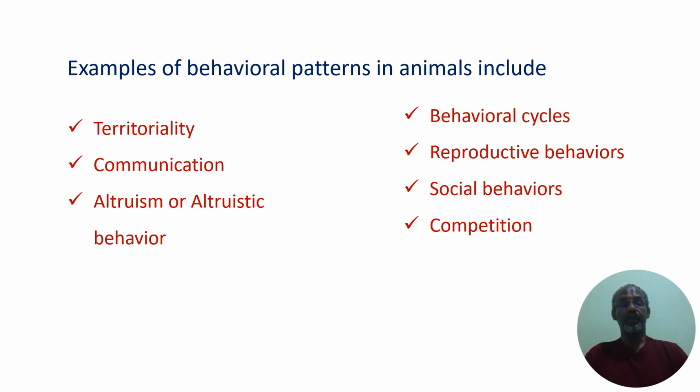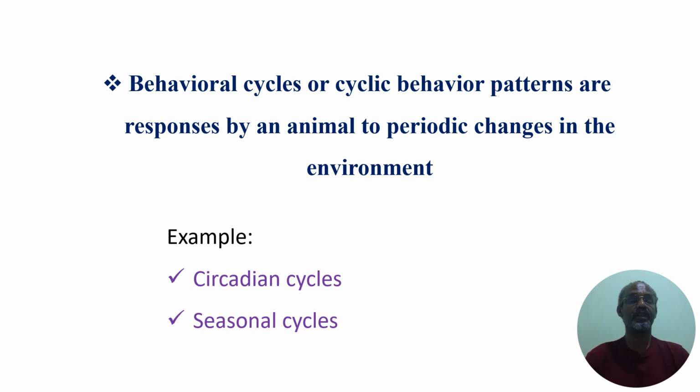The other behavior pattern example is competition. Animals compete for resources. How do they compete? There are instinctive behavior patterns that are set for this competition. Now, let's dive into the other aspect of this. Behavioral cycles, or cyclic behavior patterns, are responses by an animal to periodic changes in the environment, like the day and night periodic change.